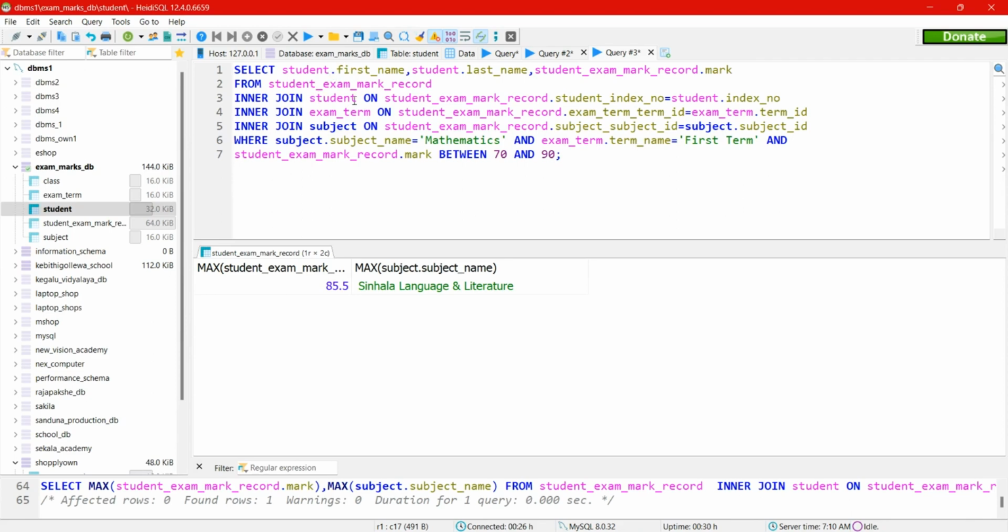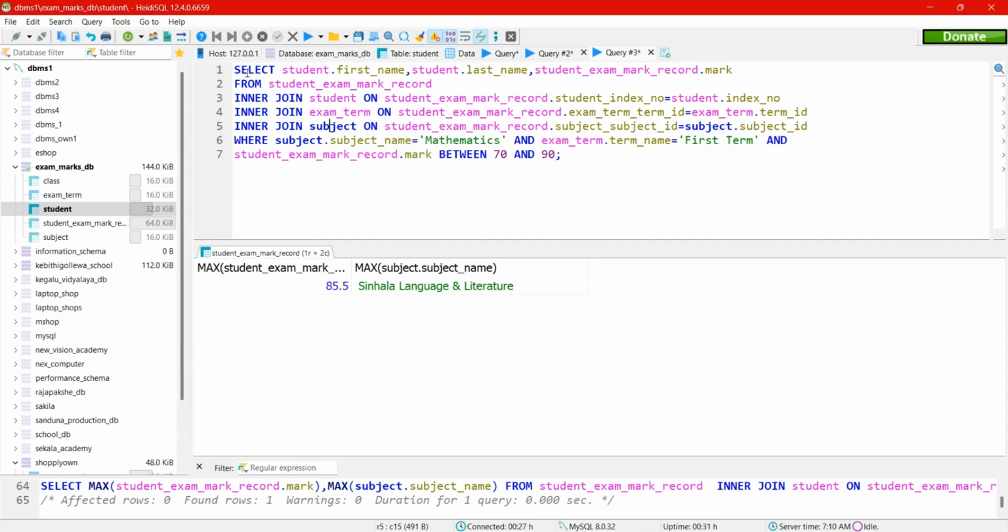The first one is the student table. We have joined the student table because we need to find out the first name and the last name. After that we have joined the exam term table because we are giving a condition saying that the term should be first term. You can see here. And then finally we have joined the subject table because we want the mark from the mathematics subject. So that's why we have joined the subject table with the student exam mark record table.